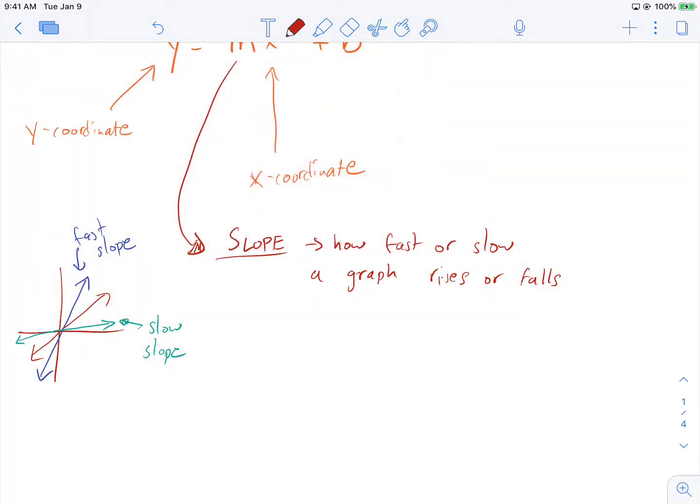Now, the cool part about slope is they can either be positive or they can be negative. And how do we know? Well, all of those are what we call positive slopes. And the reason they are is because they rise to the right. So even this green one here is slowly going up. The blue one is going up very, very fast.